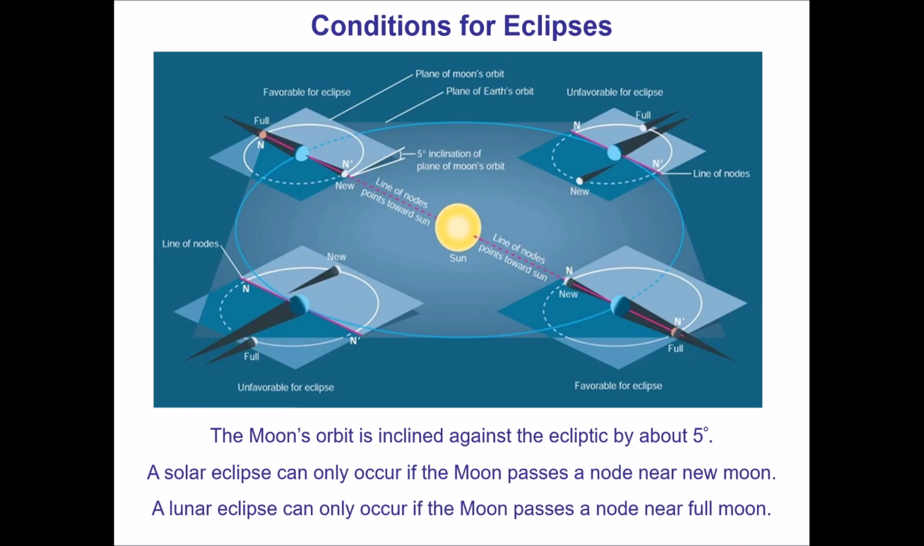And if the line of nodes points at the sun, that means the positions where eclipses can occur are right in front of the sun or right behind the Earth. So if the moon is in a node when the line of nodes lines up, that's when you can get an eclipse. So you can see that's only 6 months. Upper left, the bottom right, that's opposite sides of our orbit. That's 6 months apart.